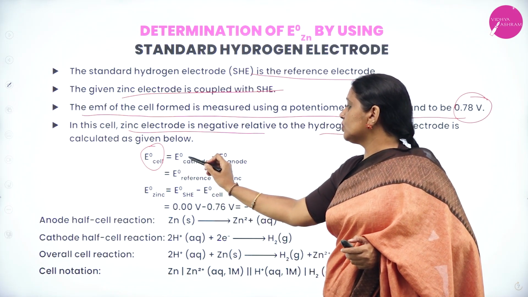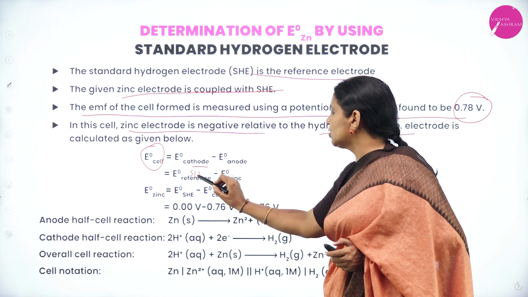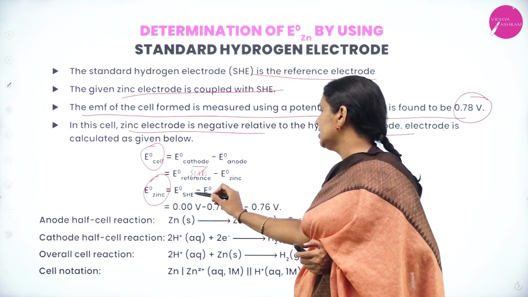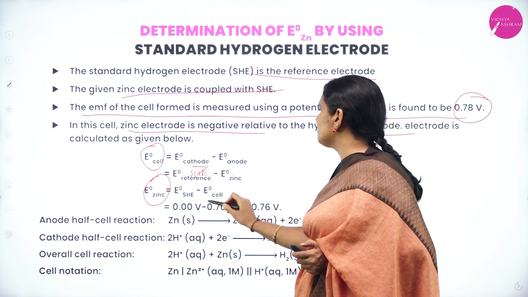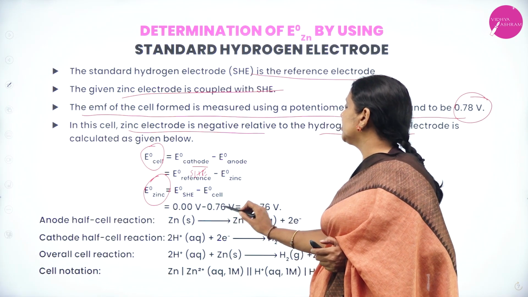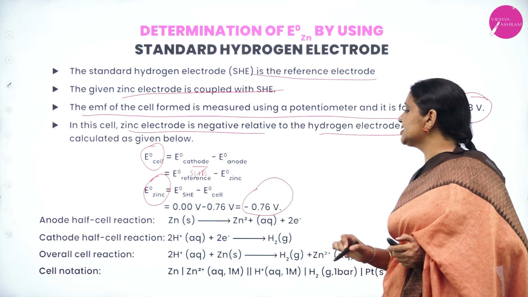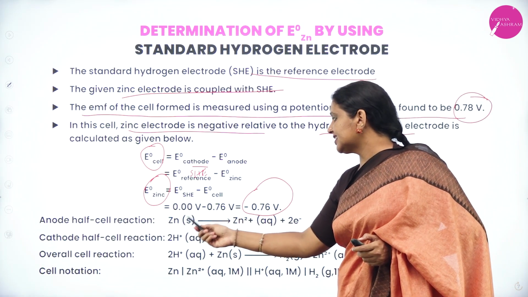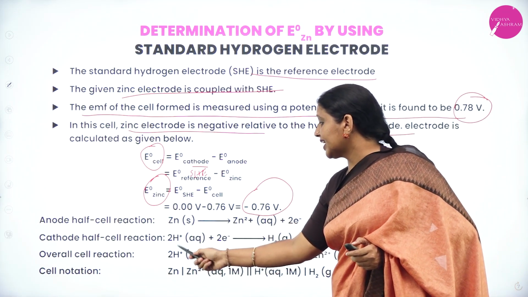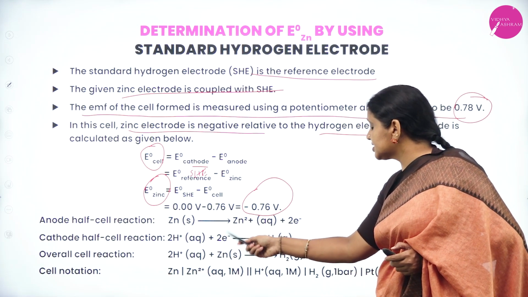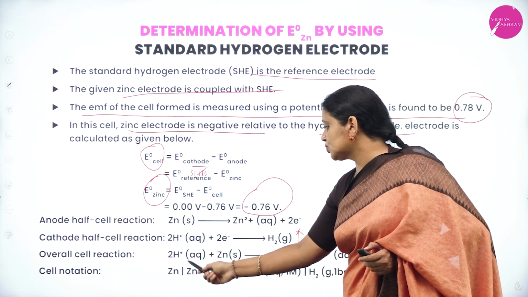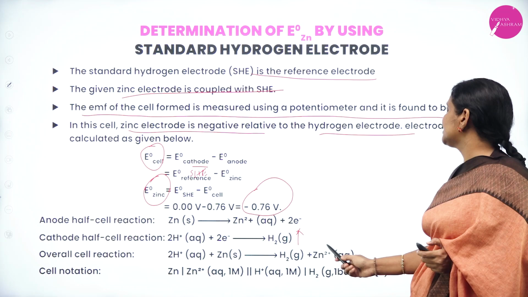So, the cathode is the reference electrode, the standard hydrogen electrode. E0 cell is E0 of SHE minus E0 of zinc, and E0 cell is the EMF of the cell. So, E0 of the standard hydrogen electrode is 0 volt, minus 0.76 volt, which is equal to minus 0.76 volt. Anode half reaction: solid zinc loses 2 moles of electrons and forms Zn2 plus. Cathode half reaction: 2 H plus ions in aqueous solution take these 2 moles of electrons and hydrogen gas is liberated. So, the overall cell reaction is 2 H plus plus Zn giving H2 plus Zn2 plus.